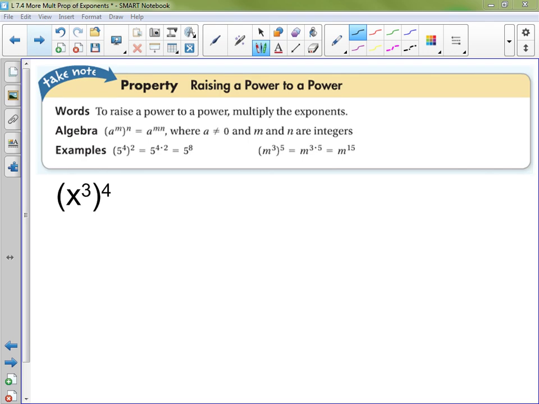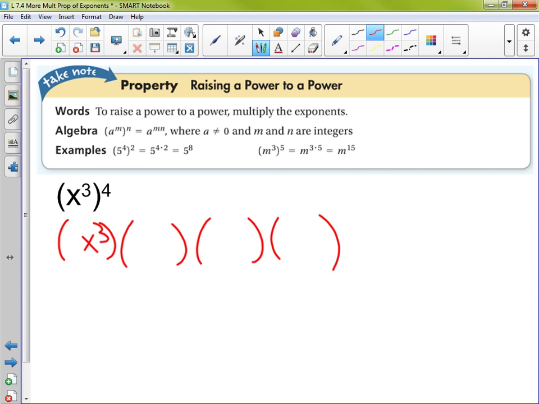Today in class what we talked about was the fact that x to the third raised to the fourth power meant that x to the third was being multiplied by itself 4 times, just like this. And I had you write it all out.